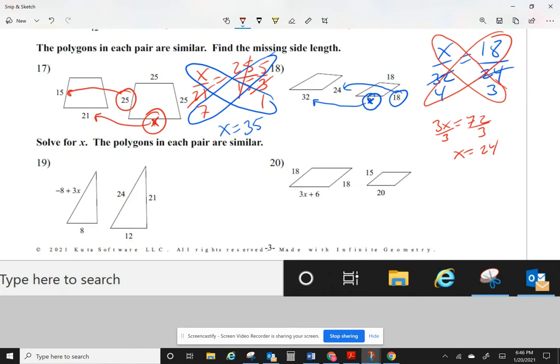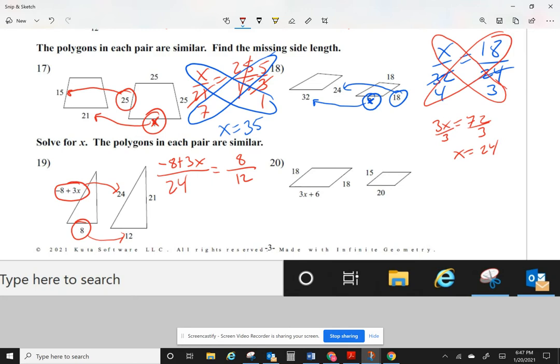Let's take a look at number 19. Solve for x. The polygons in each pair are similar. So because we're told they are similar, I only need two fractions. One of them, make sure it has the x in it. So I'm going to choose those two from that one figure. So I'm going to say negative 8 plus 3x on top of one fraction, and then 8 on top of the other fraction. I can tell that negative 8 plus 3x goes with 24, and 8 goes with 12.